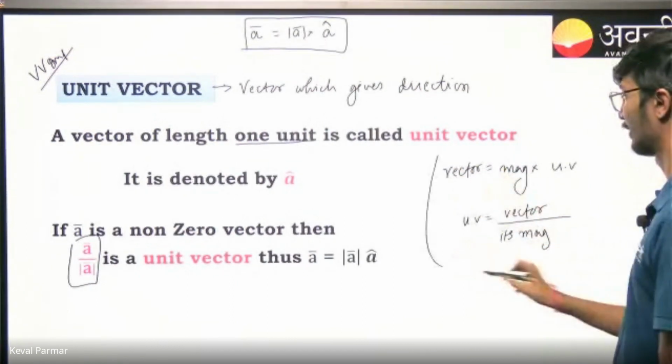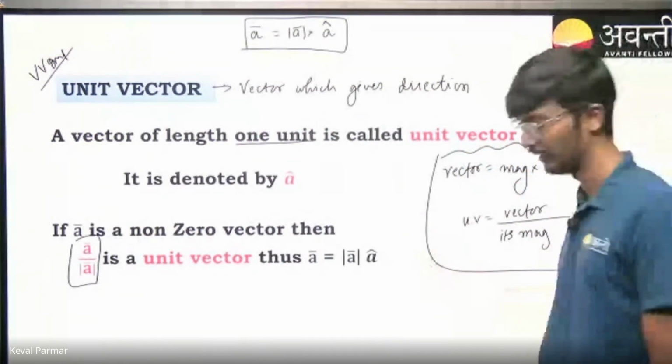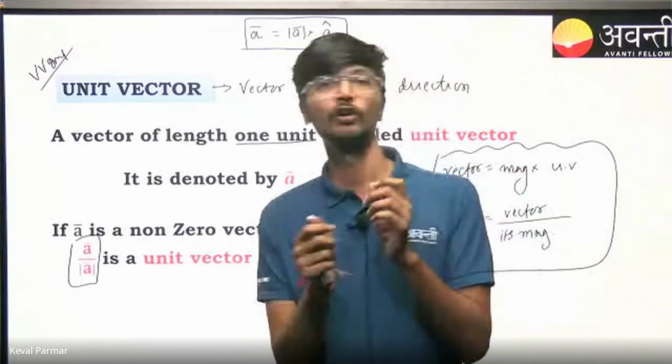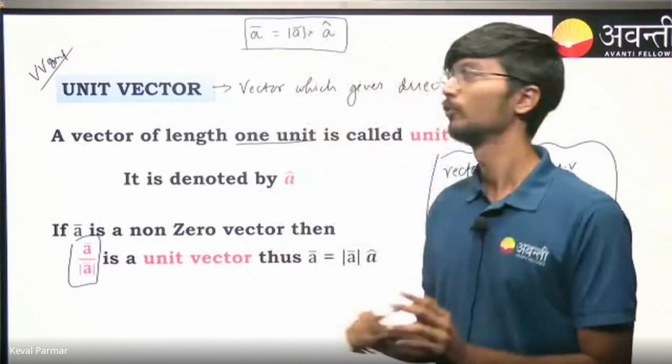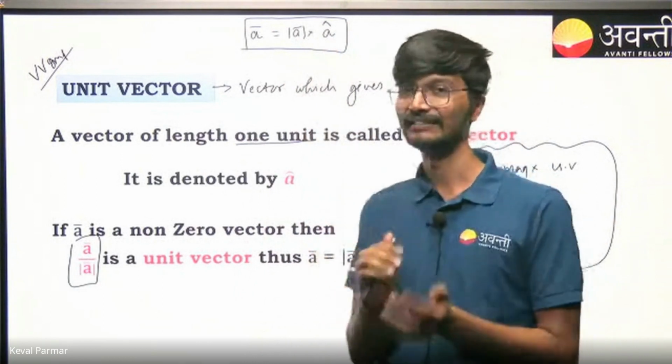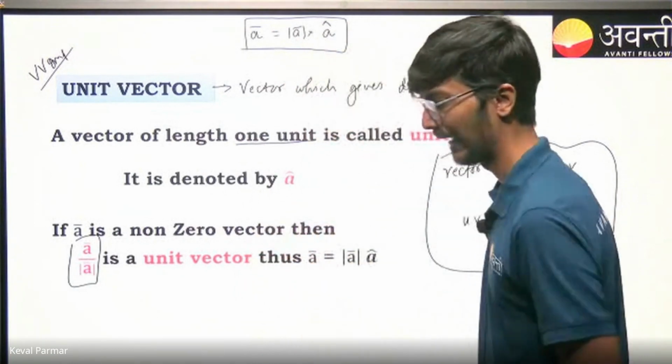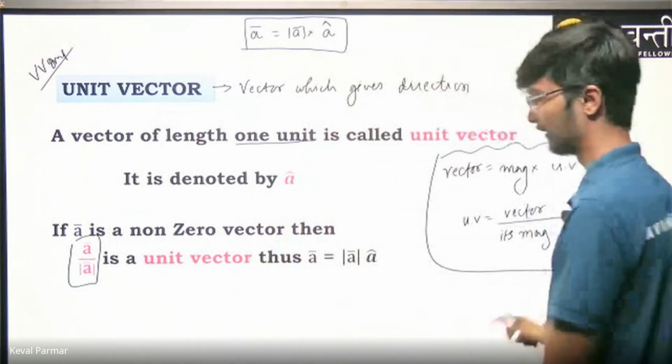These two formulas, or rather one formula, we have to remember because it is the definition of a vector. A vector is made up of two parts, magnitude and direction. Direction is given by the unit vector. I hope it is clear till here. Correct? Let's move on to the next part.